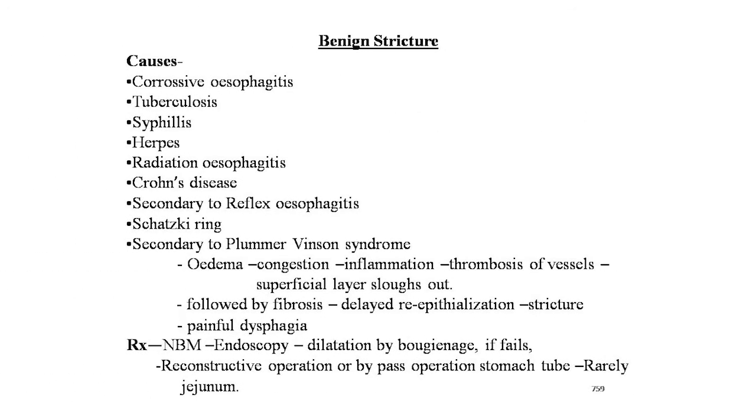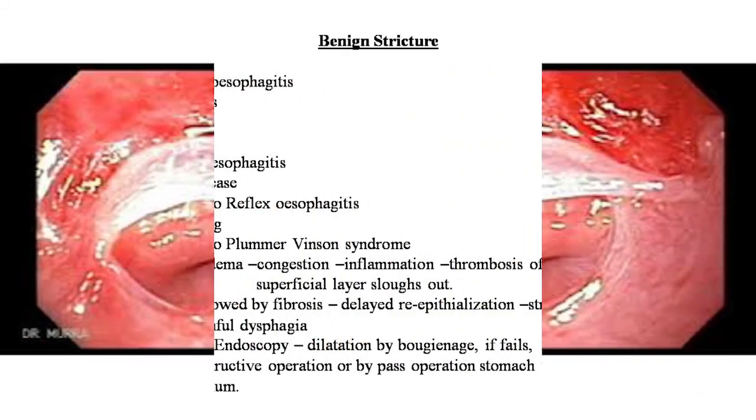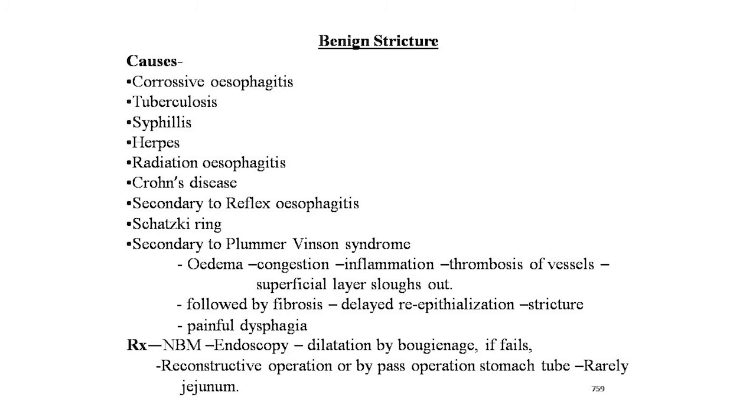Next abnormality of the esophagus is benign stricture. Causes: corrosive esophagitis, tuberculosis, syphilis, herpes, radiation esophagitis, Crohn's disease, secondary to reflux esophagitis, Schatzki ring, secondary to Plummer-Vinson syndrome. Edema, congestion, inflammation, thrombosis of vessels, superficial layer sloughs out, followed by fibrosis, delayed reepithelialization and stricture forms.